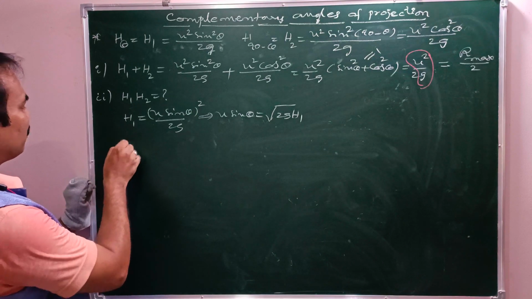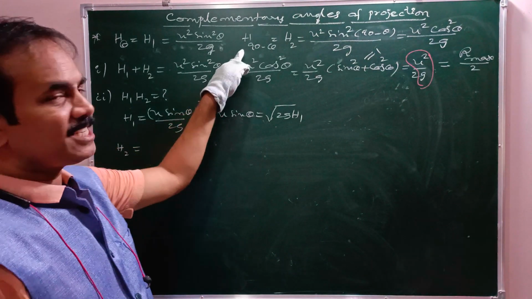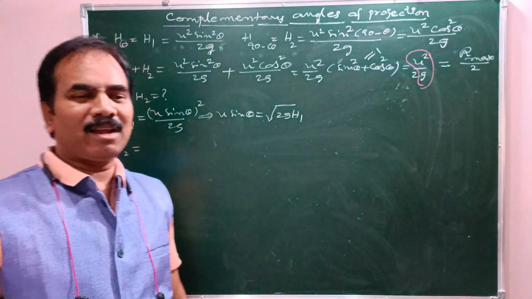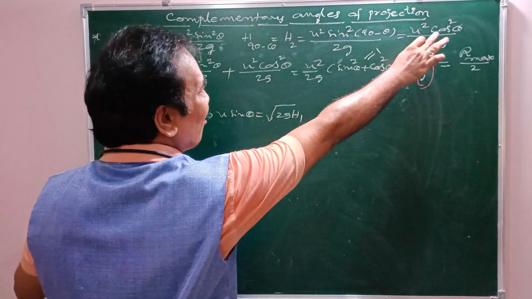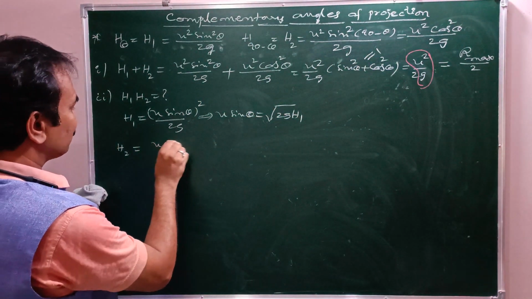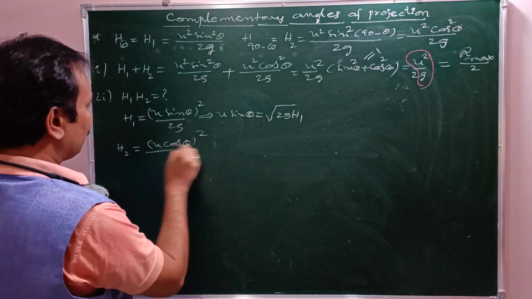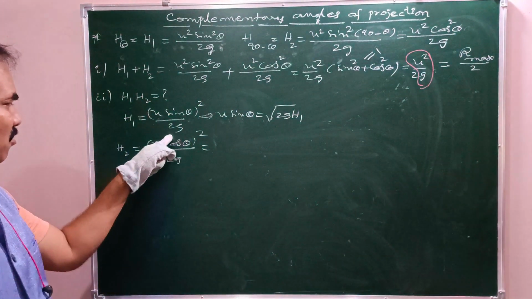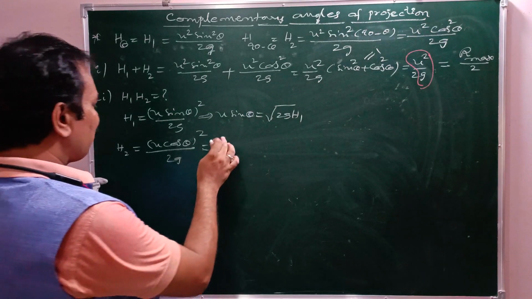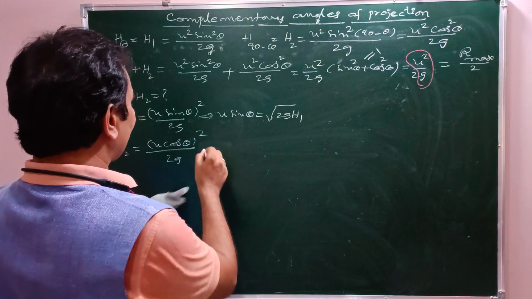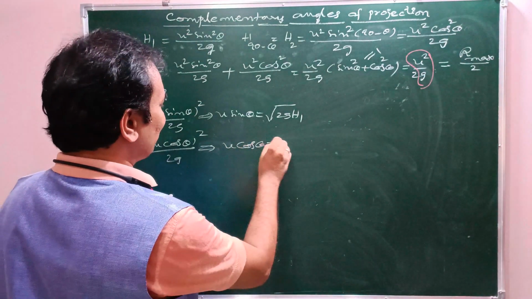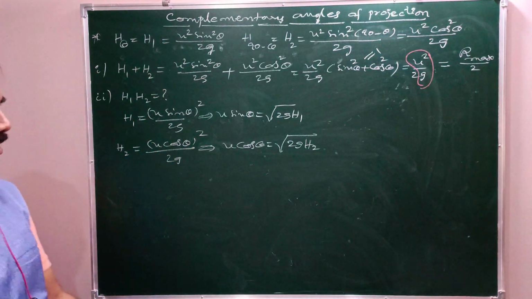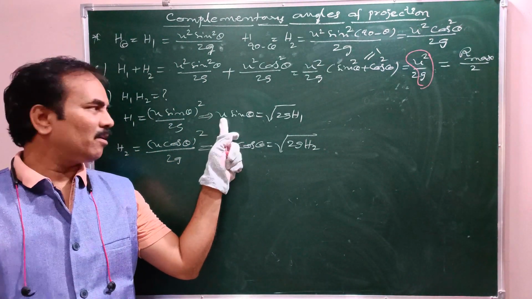Similarly, what about h2? Otherwise h at 90 minus theta. Otherwise h2, that is u square cos square theta by 2g. U square cos square theta means (u cos theta) whole square by 2g. Now make (u cos theta) whole square the subject, that is 2g h2. So u cos theta can be written as root over 2g h2. So we have the components of velocity of projection.